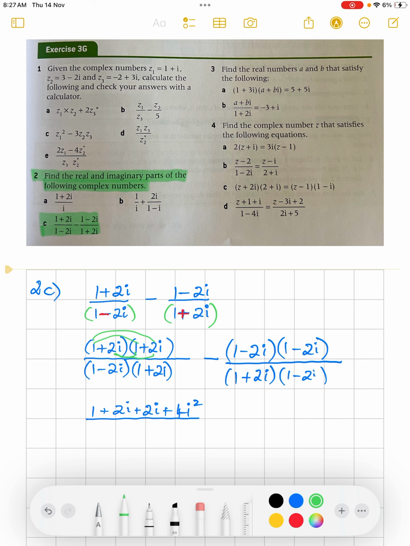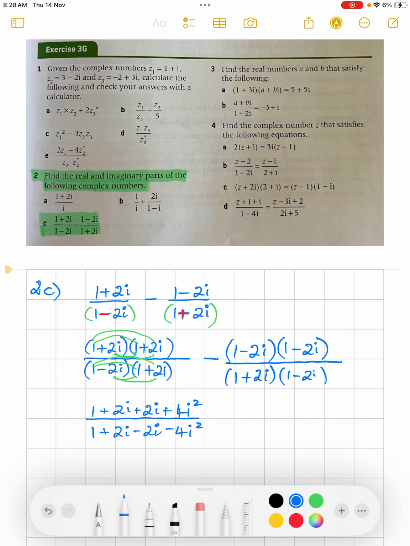Now for our denominator, 1 times 1 is 1. 1 times negative 2i is negative 2i. Negative 2i times 1 is negative 2i. Negative 2i times negative 2i is positive 4i squared.